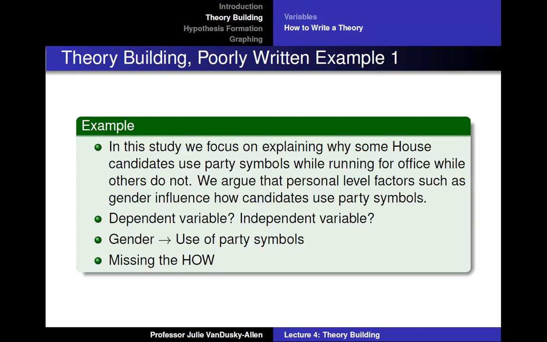Now, how does gender affect the use of party symbols? Are men more likely to use them or women? We cannot tell from this paragraph. Since we do not know how gender affects the use of party symbols in House races, this is a poorly written model.